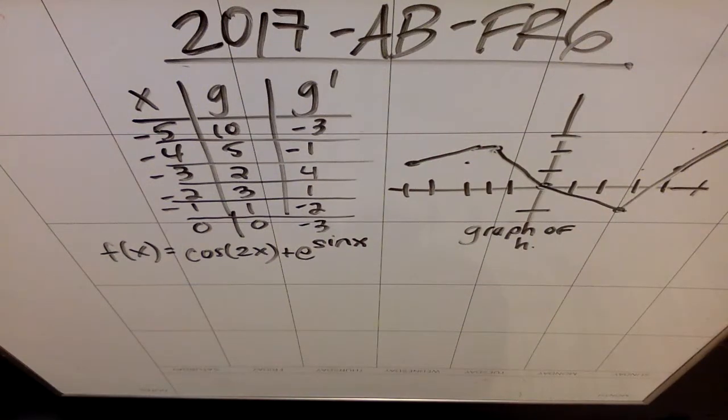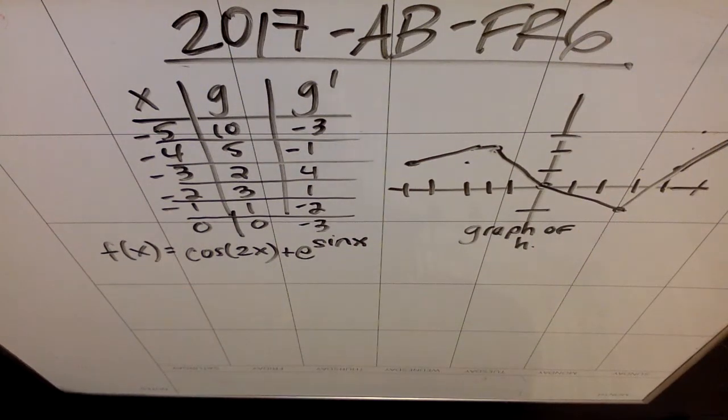Right, so we are back at AP Review. We're doing 2017 AB for response 6. So the first thing you should notice when you open this problem is, holy cow, calculus just threw up on a piece of paper. This has got everything, right?